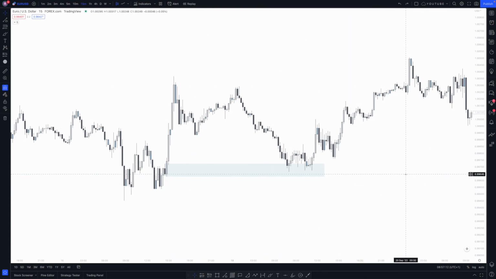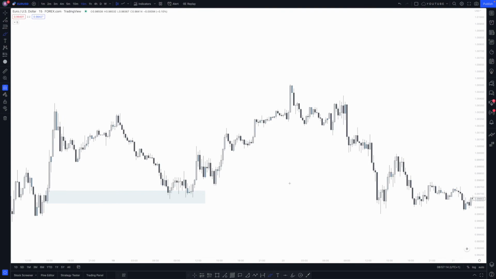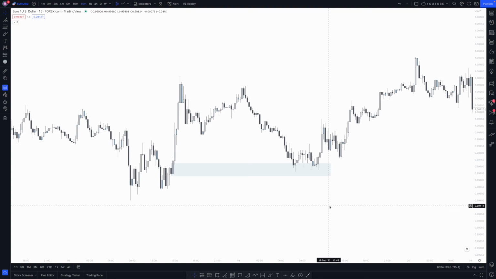So again, if I just show you a few more examples, as you can see, we've got imbalance between here. Price has then filled it at a later date. We've got imbalance right here, which has been filled by this wick. That's just as simple as imbalance can be. It's not a difficult concept to learn, but it's also nice to know.